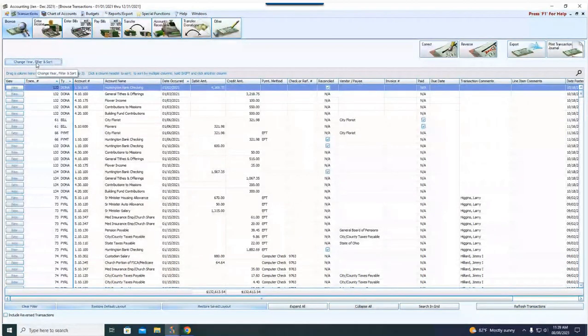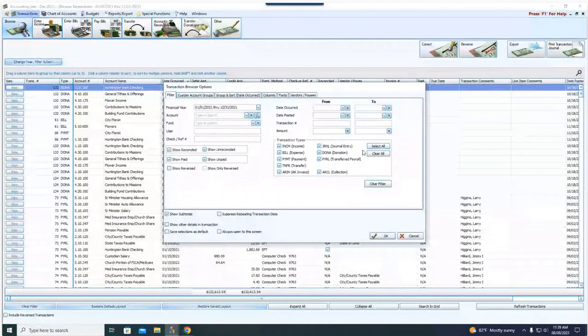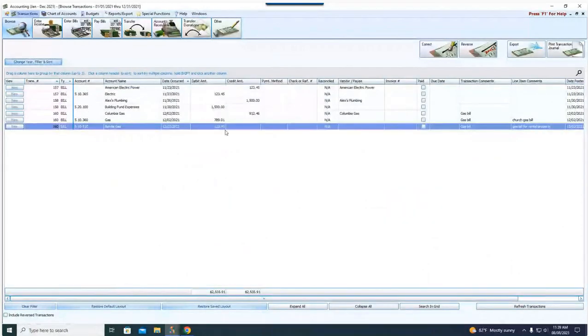So we're going to go right up here to Change Year, Filter, and Sort. Over on the far right, it's already looking at 21 only. On the far right, I'm going to click Clear All next to my transaction types, checking just bill, expense transactions. And then directly to the very far left, I'm going to uncheck Show Paid and simply click OK. And here are those three bills: AEP, Alex's Plumbing, and sure enough, Columbia Gas.